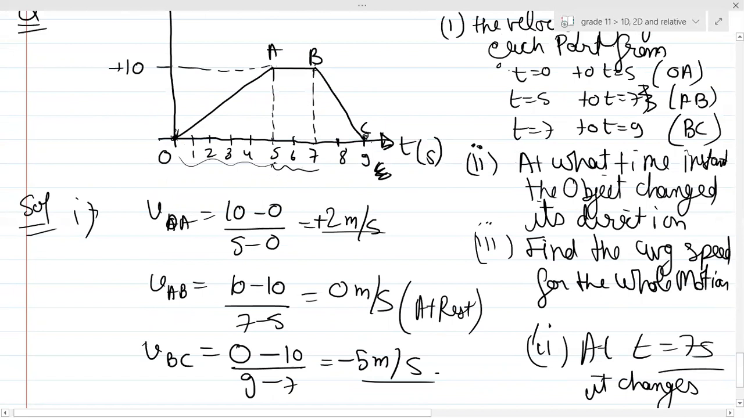Where did the 10 come from? It is going from 0 to 10, upwards. It is moving from x equals to 0 to x equals to plus 10, right? Initial position, final position. So 10 meter in the positive direction.